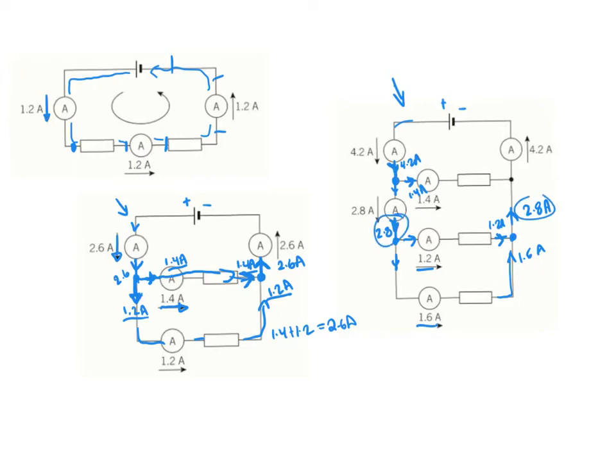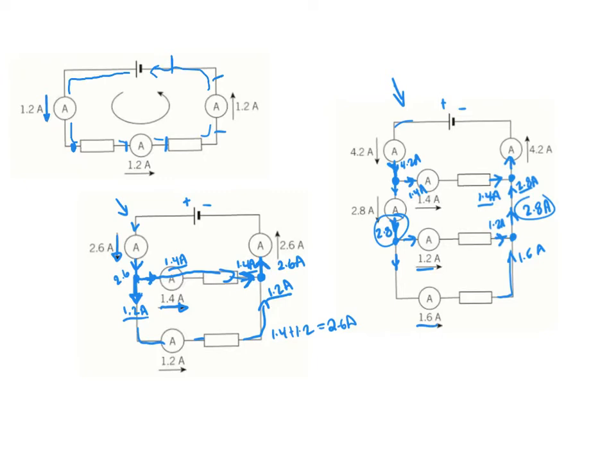So now I know that I have 2.8 amps going into the first junction at the top and 1.4 coming through here, which is 1.4 plus 2.8. That's 4.2 amps coming out. So it's all about playing it very, very slowly and simply.